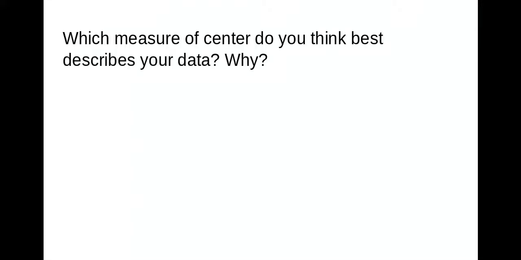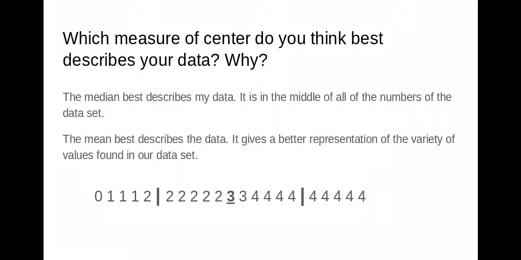Let's answer the final three questions. First, which measure of center do you think best describes your data? Your measure of center is your mean, median, and mode. I would say don't pick mode in this case. Mode is 4. Mode doesn't really describe most of the data. There's lots of different numbers we have there, so I think you can get by picking either median or mean.